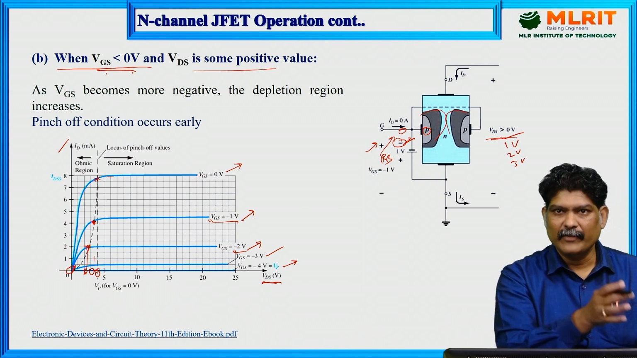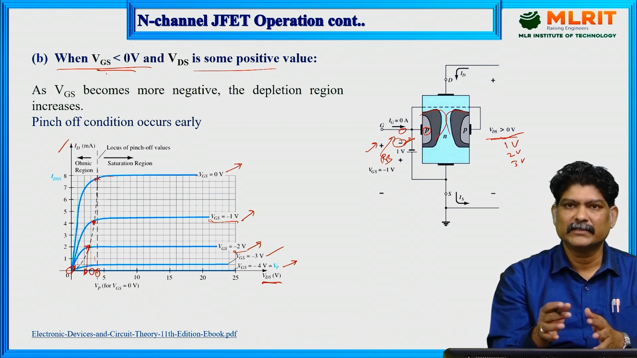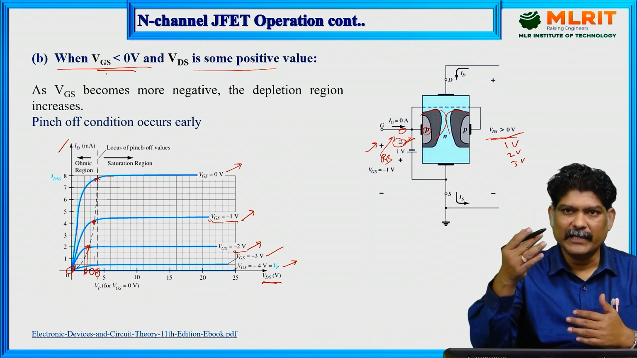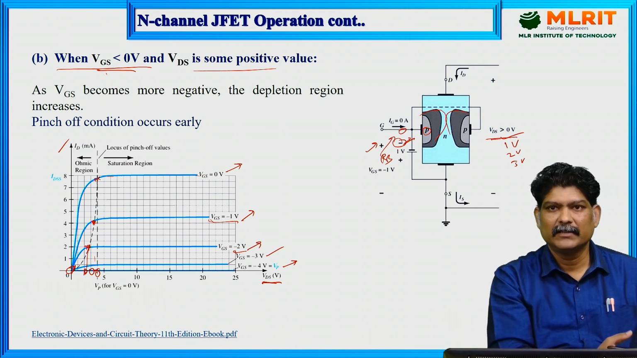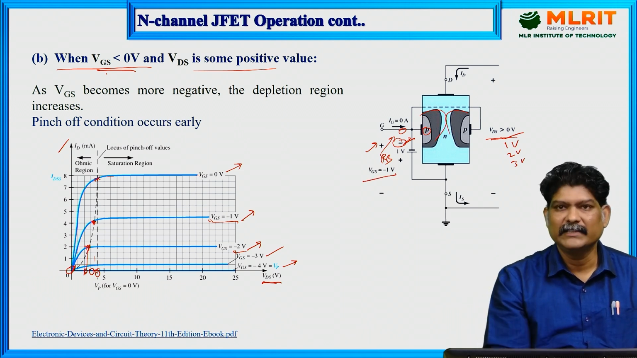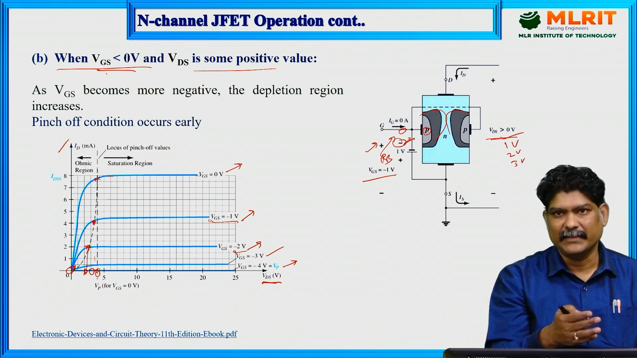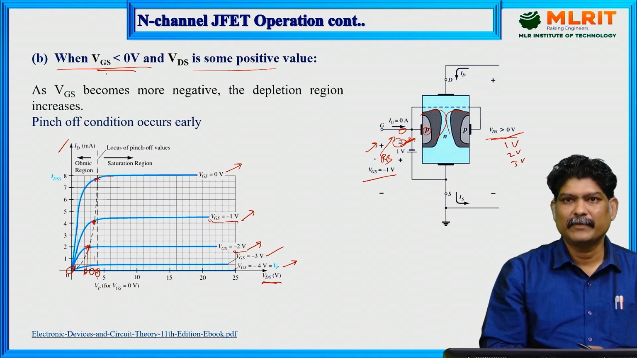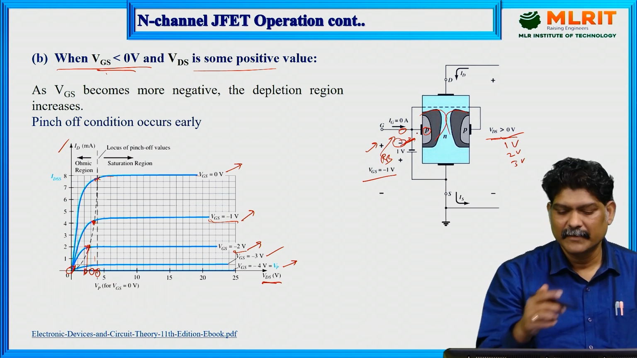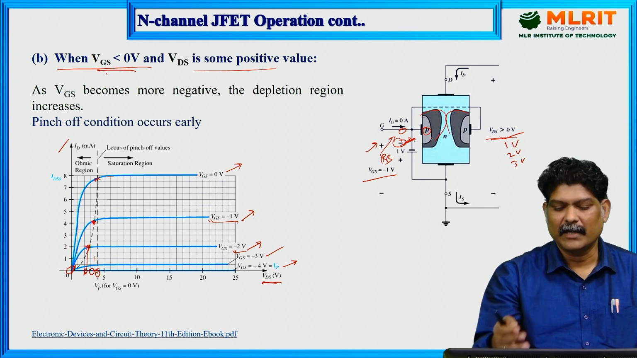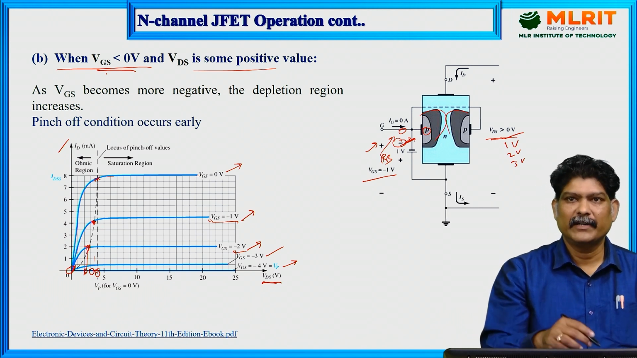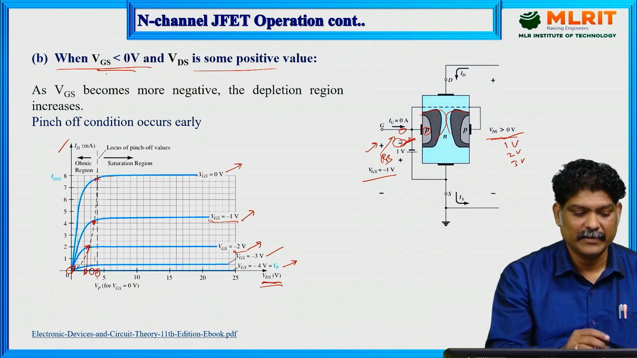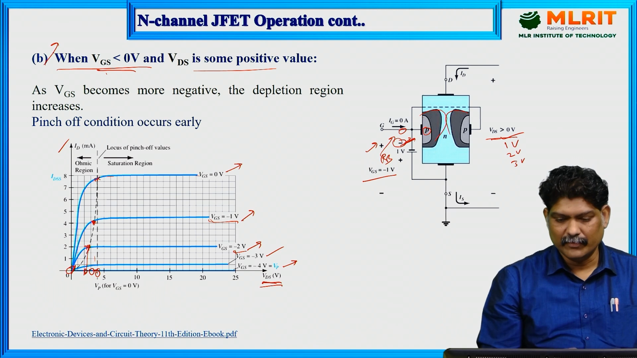So when we decrease the gate to source voltage, the drain current also changes. That means the output drain current is controlled by the gate to source voltage. As VGS decreases, the drain current also decreases, because we are increasing the reverse bias voltage. When we increase the reverse bias voltage, the depletion region occurs early and correspondingly the pinch off condition occurs for lower values of VDS. So this is about N-channel JFET operation when VGS is less than 0 volts.